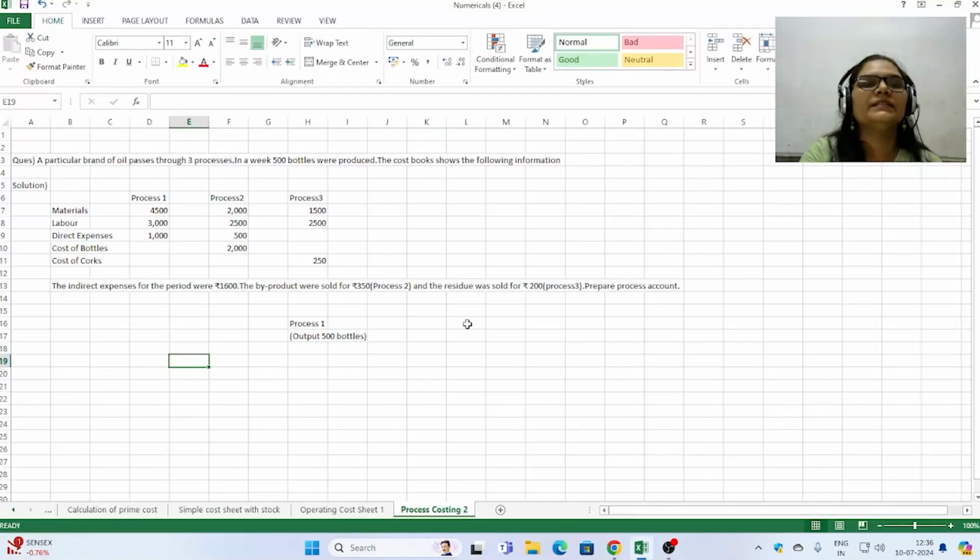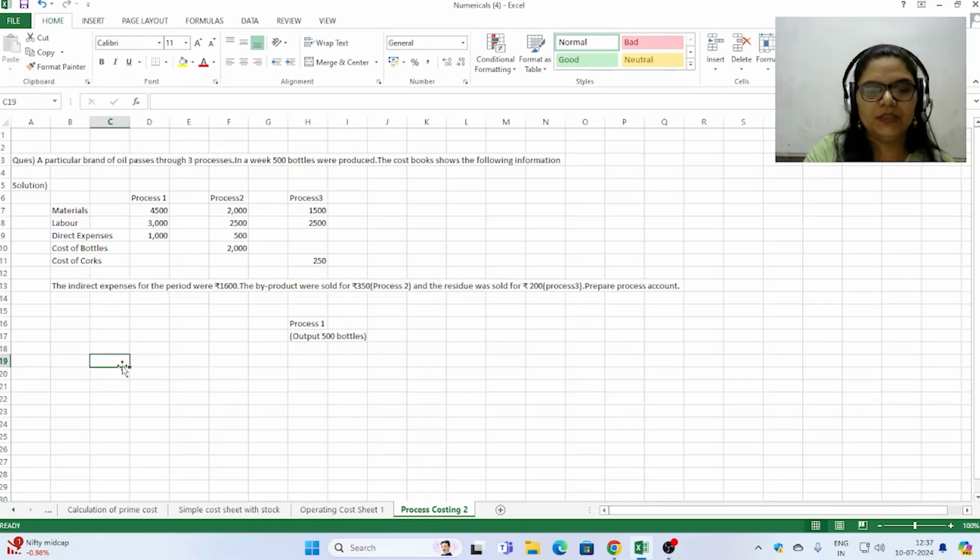The question says a particular brand of oil passes through three processes. In a week, 500 bottles were produced. The cost books show the following information: material, labor, direct expenses, cost of bottle, cost of costs. The indirect expenses for the period were 1600. The byproduct was sold for rupees 350 in process 2 and the residue was sold for rupees 200 in process 3. Prepare process accounts. So first process is process 1.